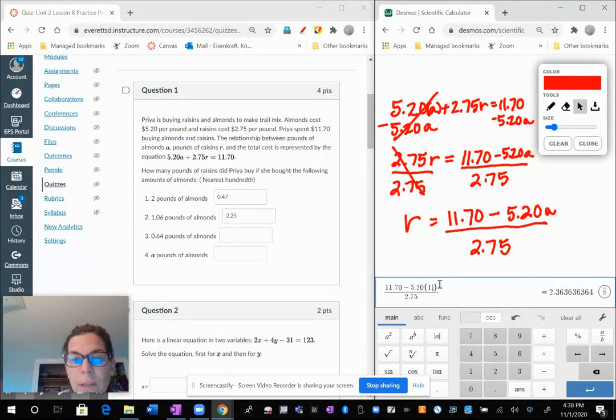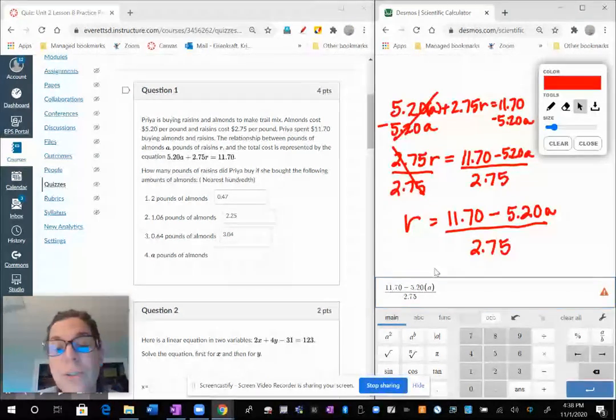And even fewer almonds, 0.64 pounds of almonds, would mean she spent more on the raisins, or purchased 3.04 pounds of raisins. And this last one says, what about A pounds of almonds? All that means is replace the number with just A so we could figure out anything. So that is just the formula.